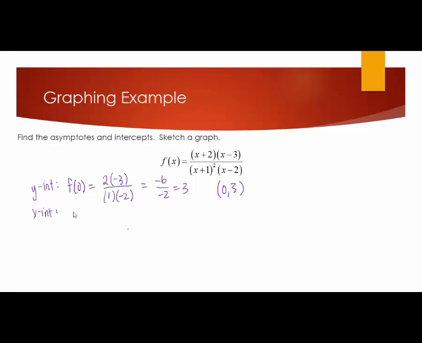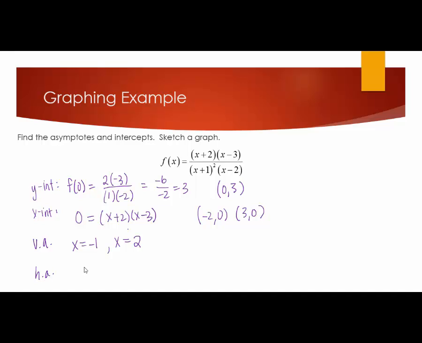My x-intercept is going to be 0 equals the entire equation. And as we said in the previous example, that really just means, as long as it's reduced here, that the numerator is 0. So this gives me two x-intercepts at -2, 0, and 3, 0. My vertical asymptote comes from the zeros of the denominator. So I've got two of them, x equals -1 and x equals 2. Remember, these are equations of lines, so I need x equals.